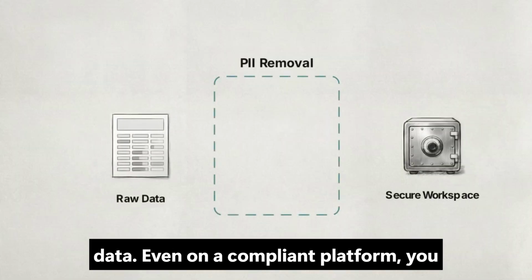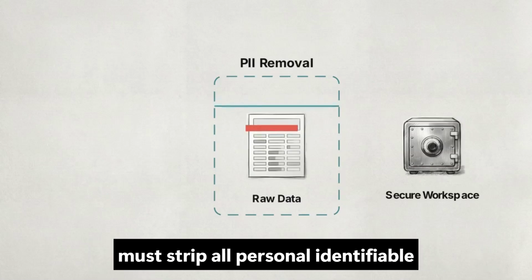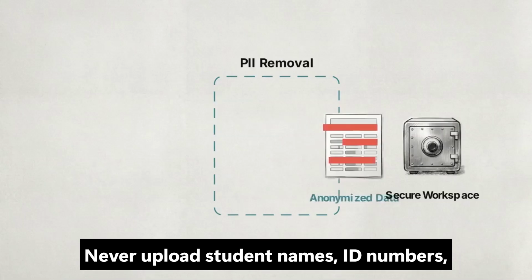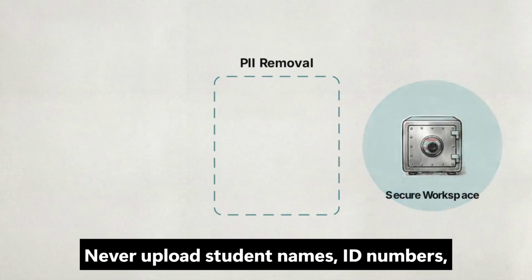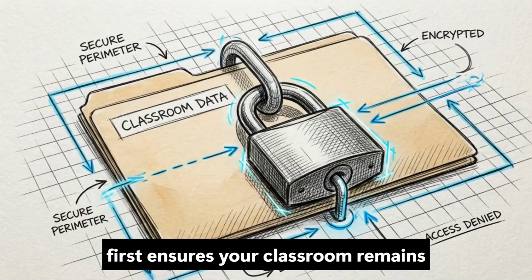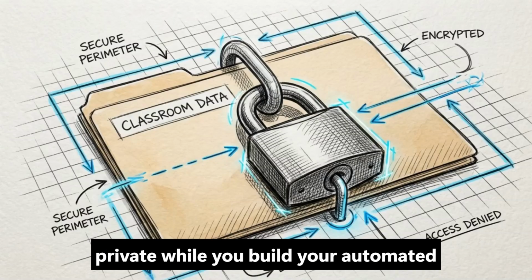Even on a compliant platform, you must strip all personal identifiable information, or PII, from your documents. Never upload student names, ID numbers, or sensitive behavioral notes. Establishing these strict data boundaries first ensures your classroom remains private while you build your automated assistant.